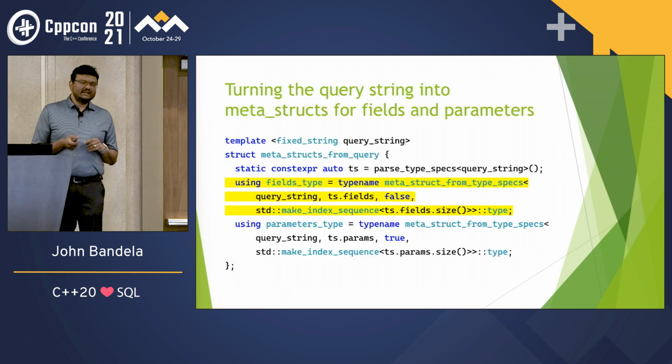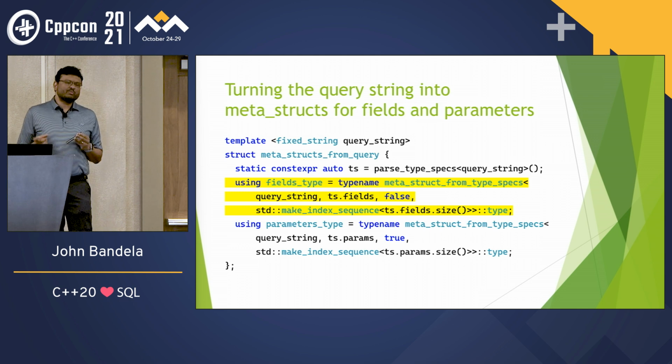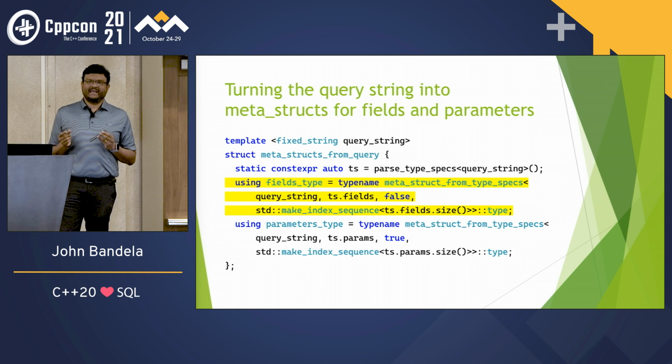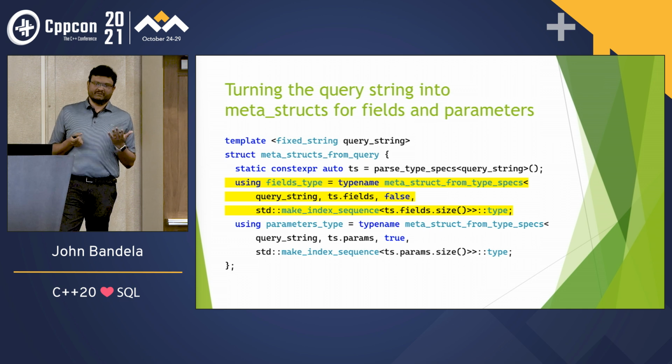All right. So the next part, for the fields type, we want to turn all these type specs into a meta struct. We pass in the query fields, the array of type specs for the fields that we calculated previously. There's a parameter called required, which tells us whether we should make the members required or not. For the fields, we don't make them required because we're constructing them ourselves. We need to default construct and then fill them in. For the parameters, we make them true because we want to raise errors if users aren't providing the parameters that are needed. Then we do make index sequence to send in an index sequence for the length of the fields.